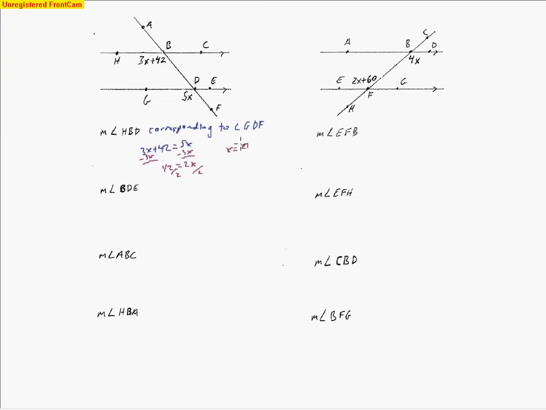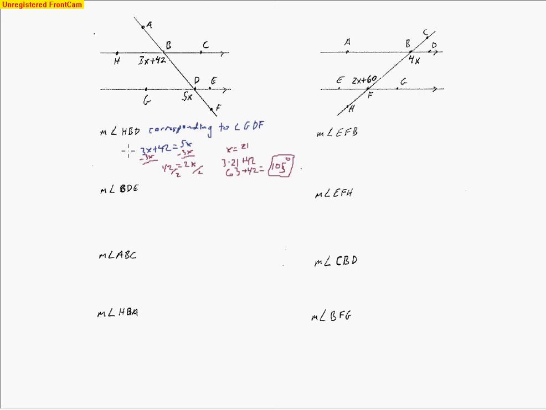Now that's just the value of x. That's not what HBD is. So what I need to do next is substitute. Take that x value and substitute it in for this x here, and then multiply by 3 and add 42. 3 times 21 gives me 63. When I add 42 to that, I end up getting 105 degrees. So 105 degrees is the answer for the measure of angle HBD.